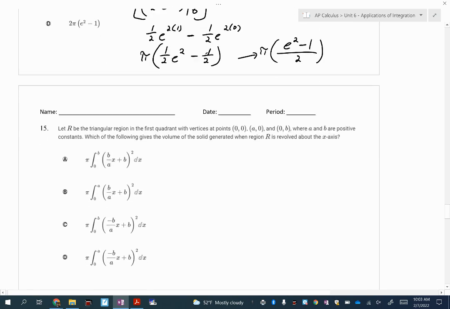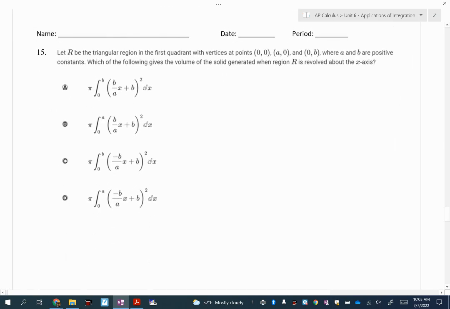Let's go to 15. Question 15 says we have a triangular region in the first quadrant. Let's draw a little sketch here, where it's 0, 0. This is A, comma 0, and then 0, comma B. And this creates a triangle.